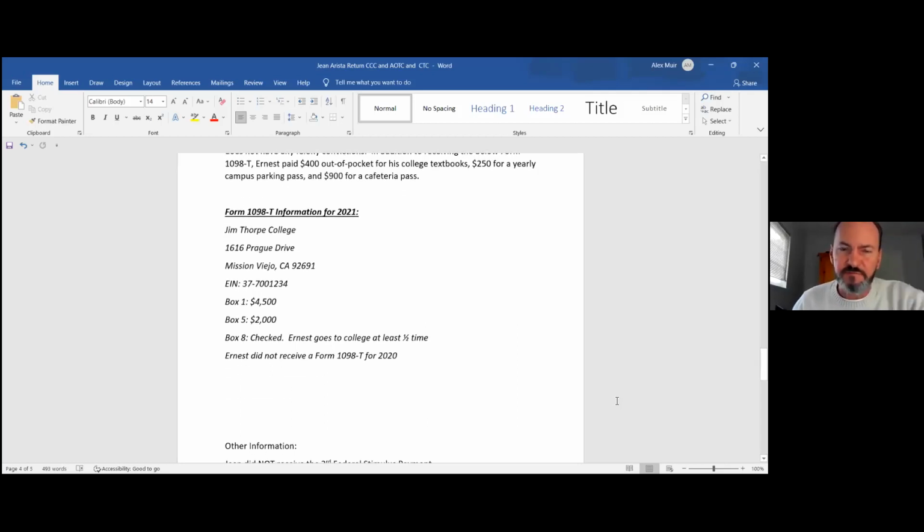So this is the information from the 1098-T as in Tango, and I'll direct your attention to box 1. That's the amount that's paid to the college by the student, or it could be the parent. But again, that's the tuition that's paid to the school. And box 5 shows the scholarship.